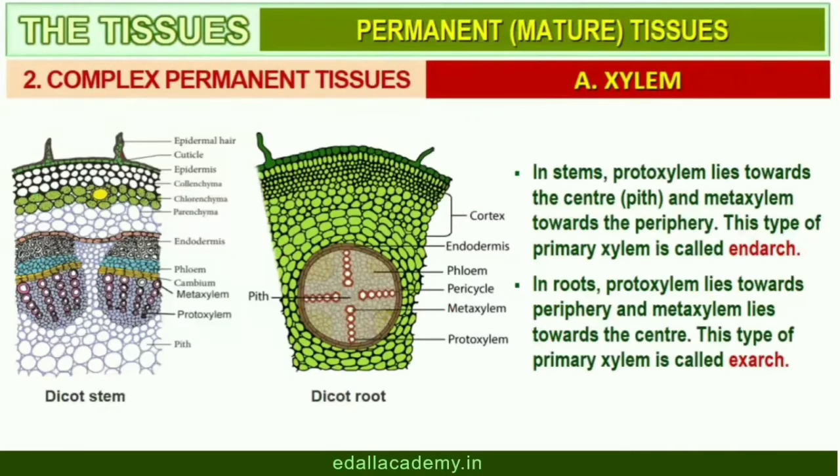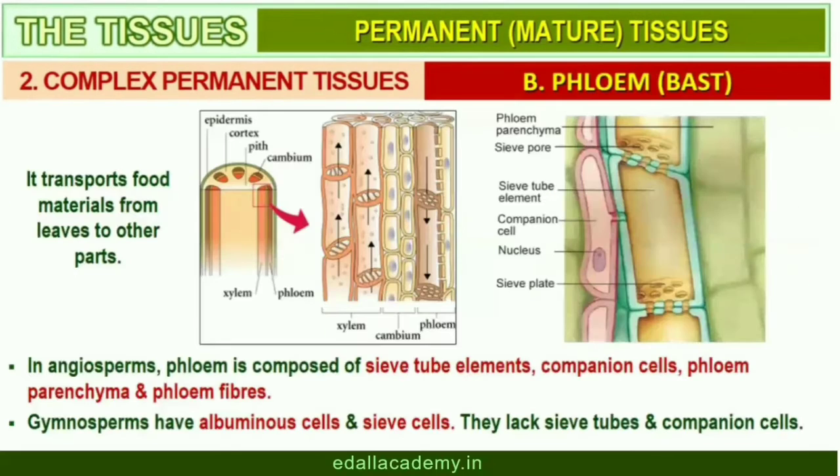In stems, the protoxylem lies towards the center, the pith, and the metaxylem lies towards the periphery of the organ. This type of primary xylem is called endarch. In roots, the protoxylem lies towards the periphery and metaxylem lies towards the center. Such arrangement of primary xylem is called exarch. Phloem transports food materials, usually from leaves to other parts of the plant.